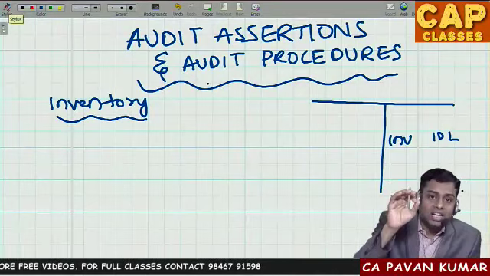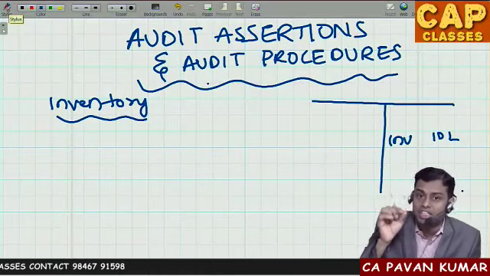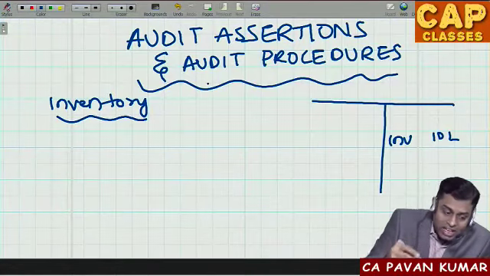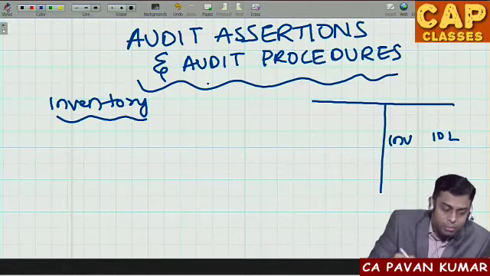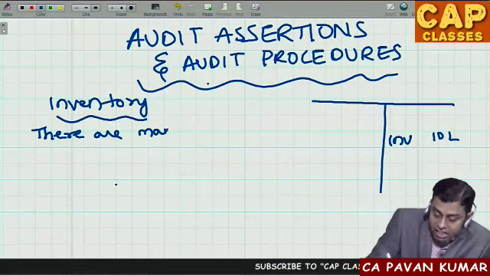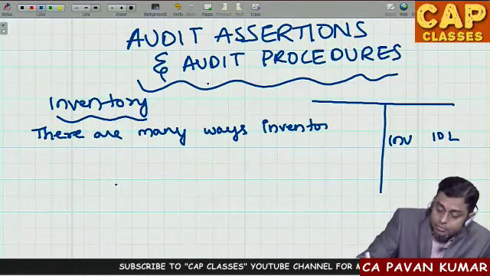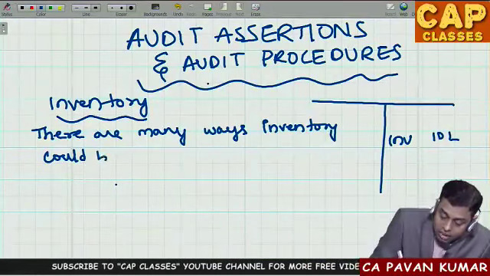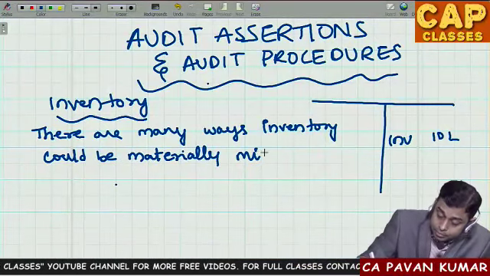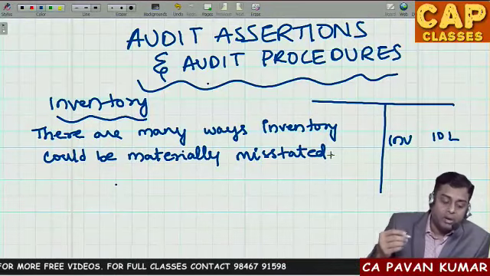So try to understand how many angles of verification there are, how many parameters, how many assertions, how many questions you need to answer. So let us see what the probable misstatements are. There are many ways inventory could be materially misstated. What are the various ways in which inventory can be materially misstated?